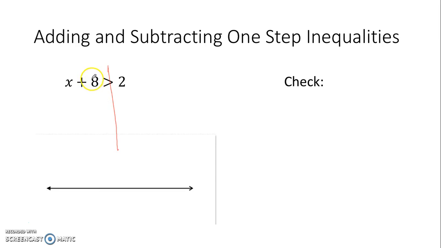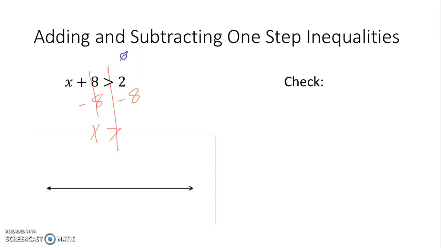Step 2, we have 8, a positive 8. We have to ask ourselves, what is the constant, positive or negative? Positive 8 is our constant, so we need to subtract 8 from both sides to get rid of it, or to isolate the variable. All right, that leaves us with just positive x. Bring down the inequality sign. We have 2 minus 8.